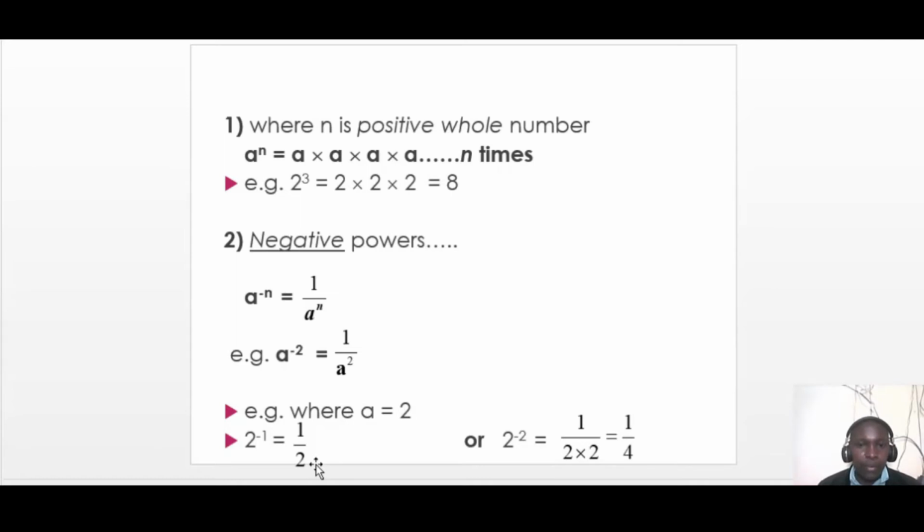Now suppose we have a as 2. Here we are going to have a number like 2 raised to power negative 1. That means it is 1 divided by 2. Or 2 raised to power negative 2 is equal to 1 divided by 2 times 2. You can see this one is to power negative 2, so we have dropped the negative because we have written 1 divided by, so it is the inverse. So 2 raised to power negative 2 means it is 1 divided by 2 squared. You can write this as 2 squared, or 2 times 2, which is equal to a quarter.